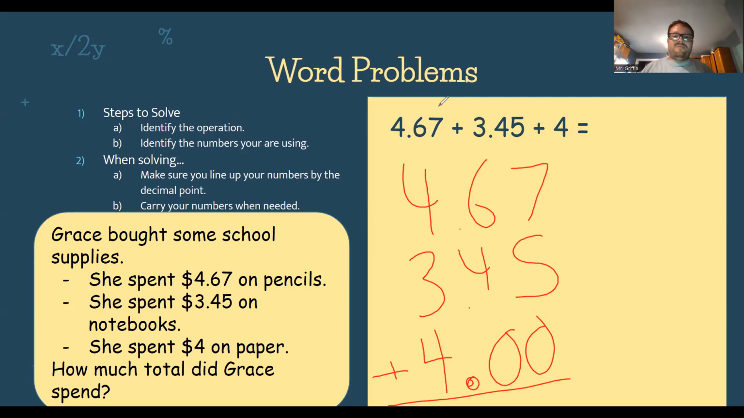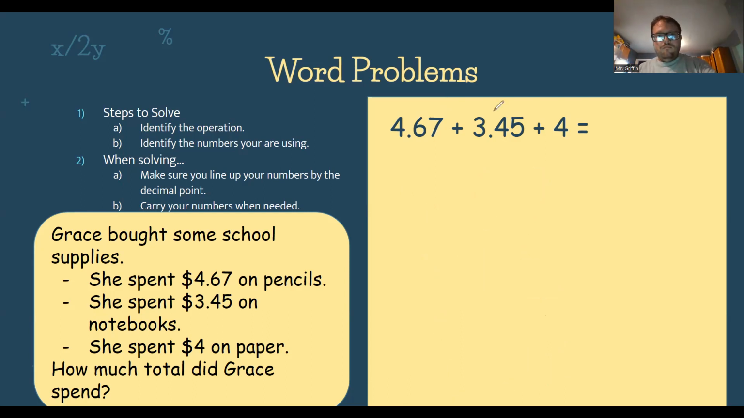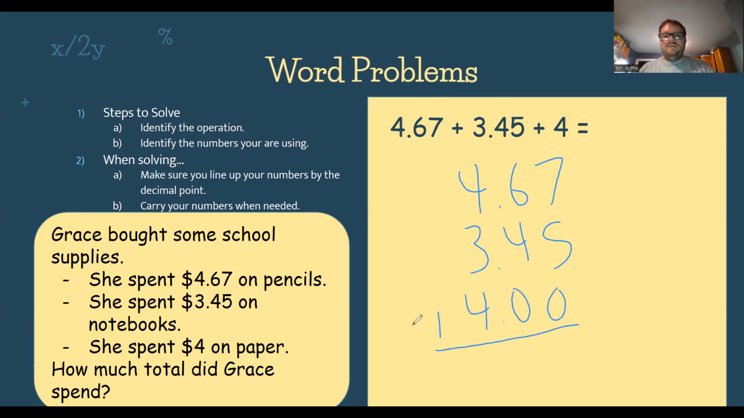I'm going to take a moment and rewrite these numbers down so I have room to show my work. All right, so now I'm going to add up my numbers together. 7 plus 5, 12, carry the 1. 6 plus 4 is 10, plus 1, 11, carry the 1 again. 1 plus 4 is 5. 5 plus 3 is 8. 8 plus 4 is 12.